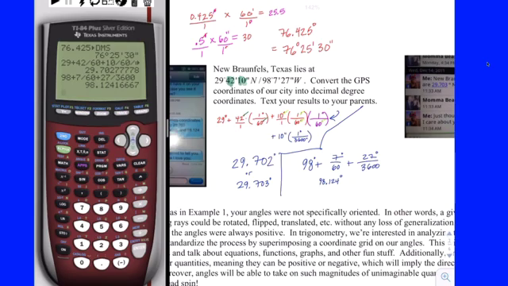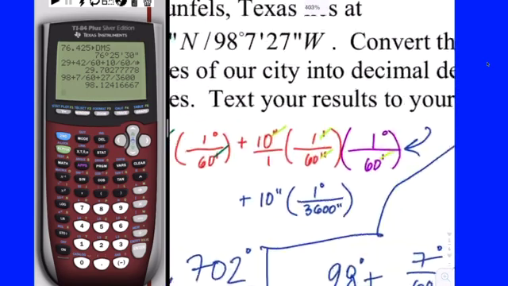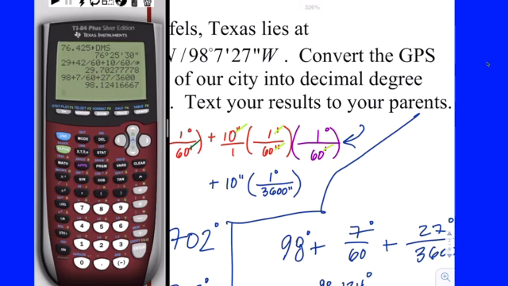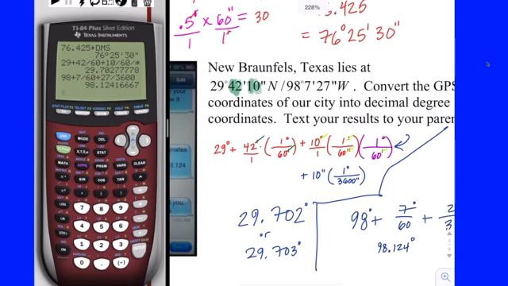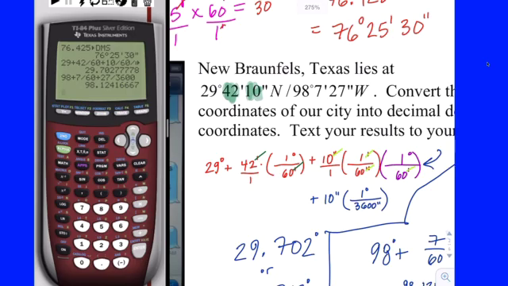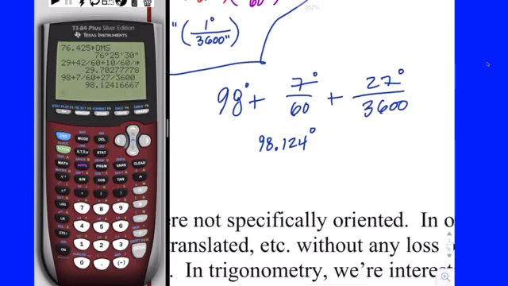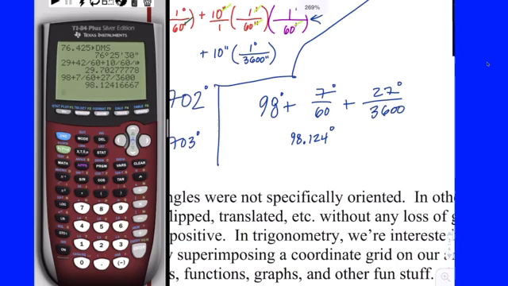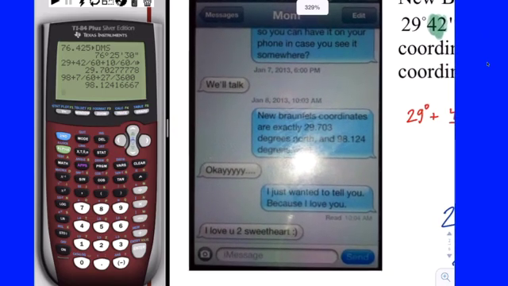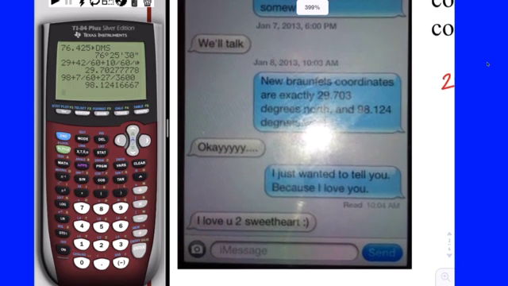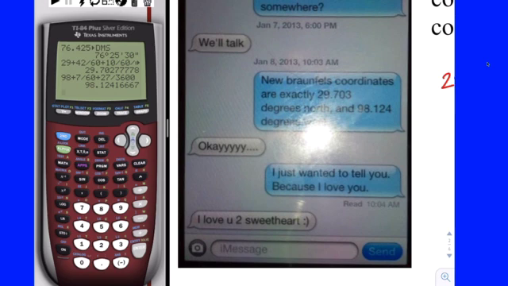And now, if you would like, you may get your phone out and you may text your results to your parents and just say, hey, Mom or Dad, did you know that New Braunfels GPS coordinates in decimal degrees are 29.702 by 98.124. And people have done that in the past. Here's one that was from 5 years ago. And then the mom goes, okay. And so she followed up. I just wanted to tell you because I love you. And then I love you too. See? Look at that. Right?